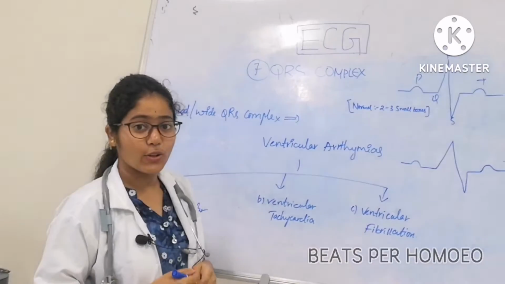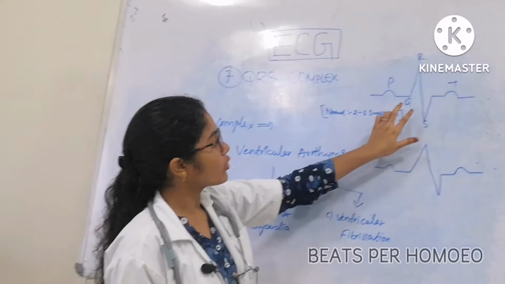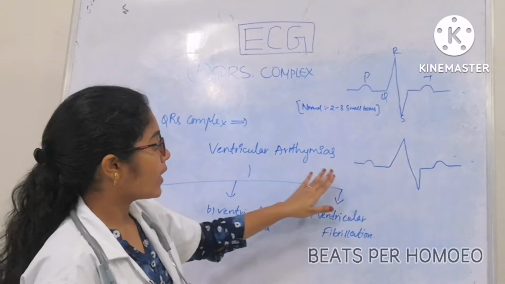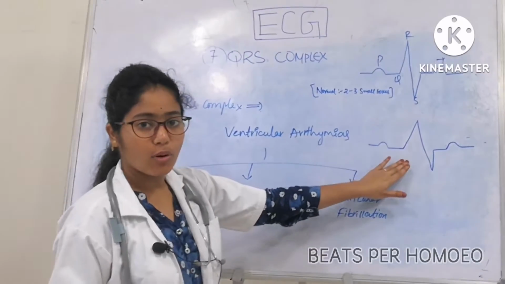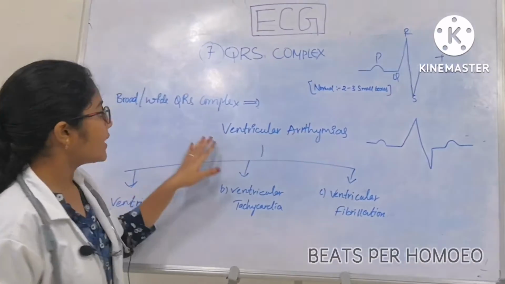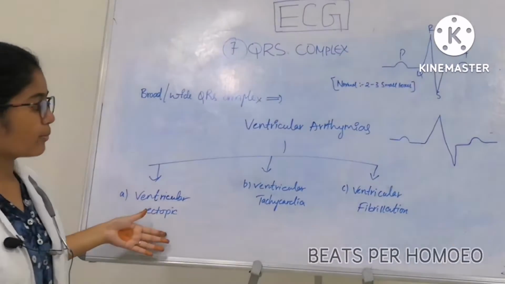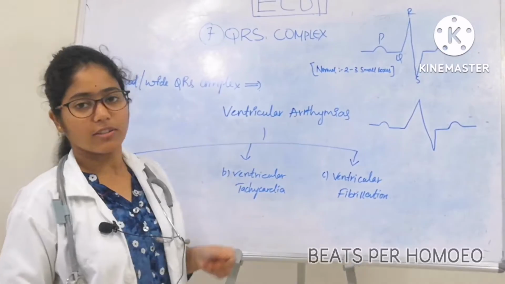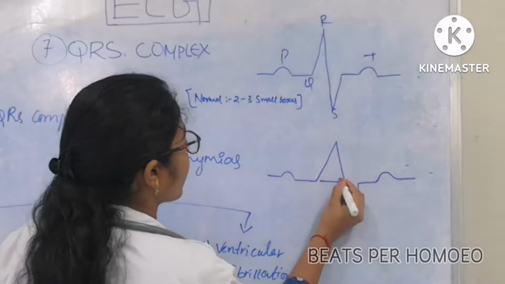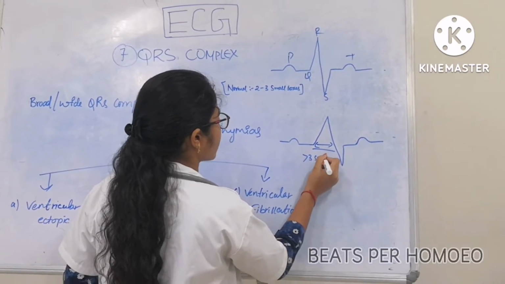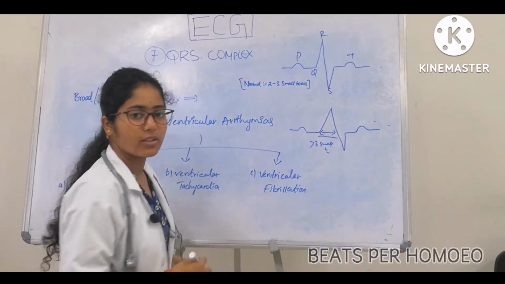So the next is the QRS complex. The normal width of a QRS complex is 2 to 3 small boxes. When the QRS complex is broad or wide, that indicates ventricular arrhythmias, and they may be ventricular ectopics, ventricular tachycardia or ventricular fibrillation. A wide QRS complex, that is more than 3 small boxes, indicates ventricular arrhythmia.